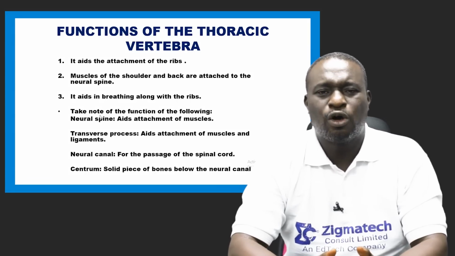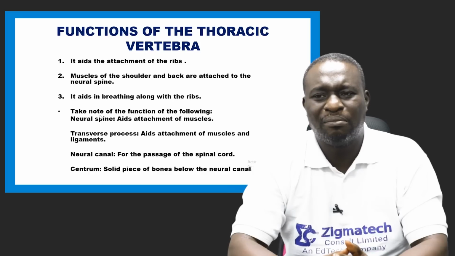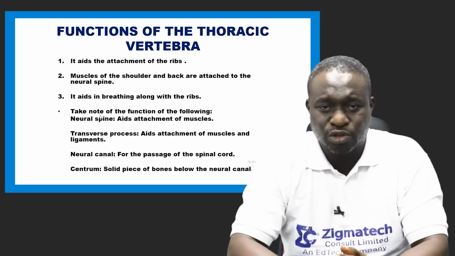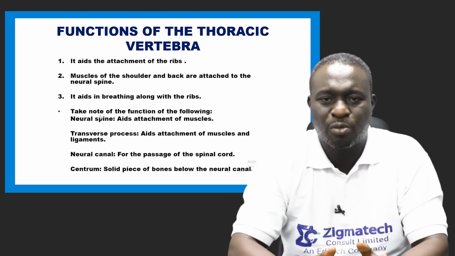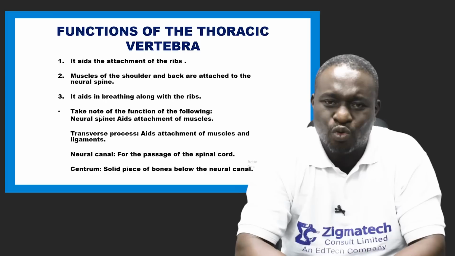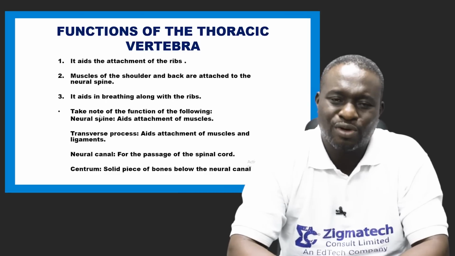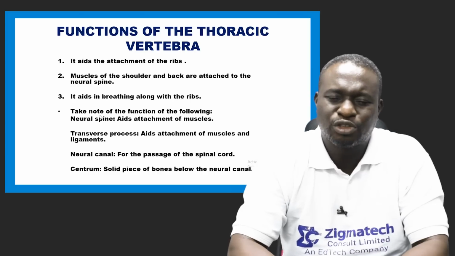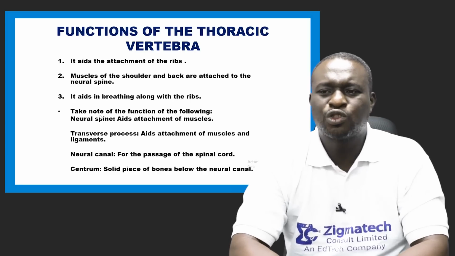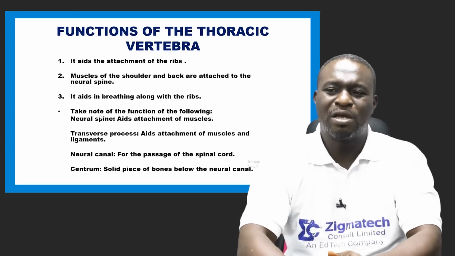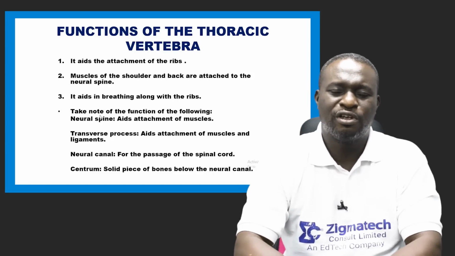All right. Then we also have the next one. During breathing out, the same thing. The ribs do not move upward; they move downwards and inwards. The thoracic vertebra also helps the ribs to move downwards and inwards.